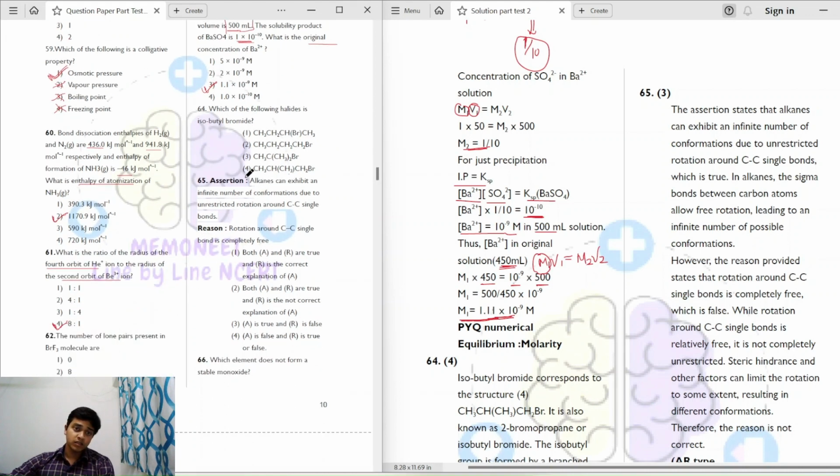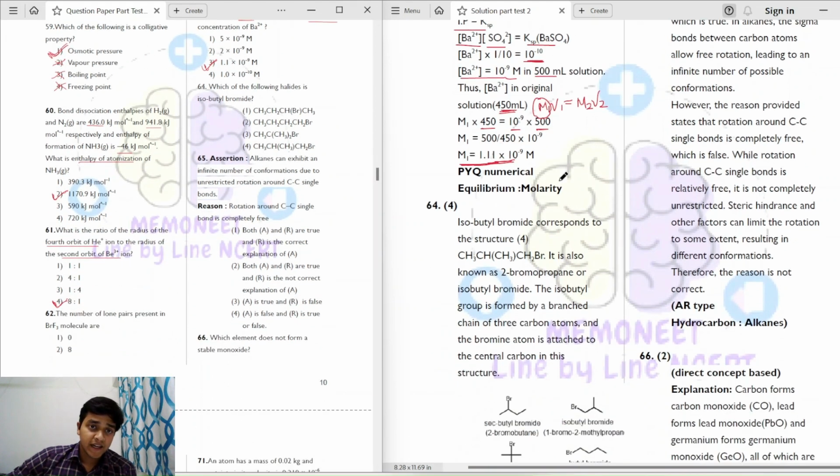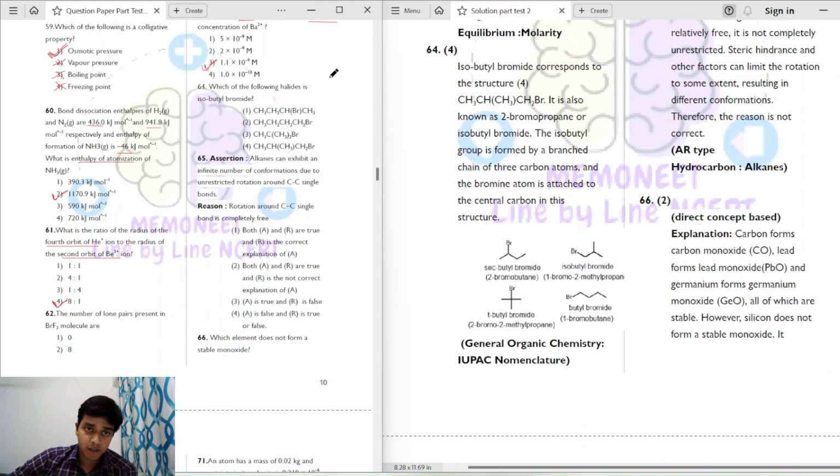Moving on to the next question. The question says, which of the following halides is isobutyl bromide? We are given 4 different compounds and we have to find out which of the following is isobutyl bromide. So let's draw the structure of isobutyl bromide.